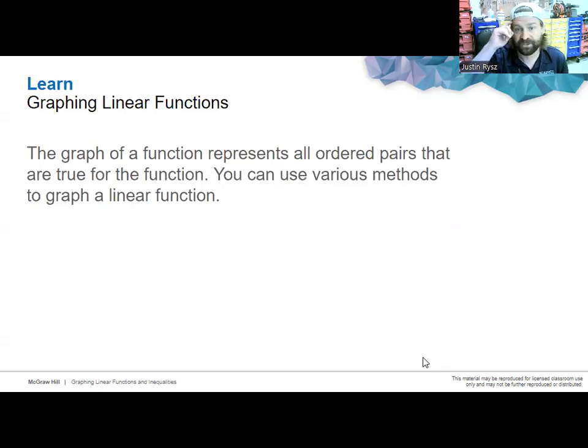To graph a function means representing all ordered pairs that are true for that function. So technically a line is not a line, but a series of small points all connected that make the statement true. There are a lot of different ways that we can graph a linear function. We're going to go over several of them.